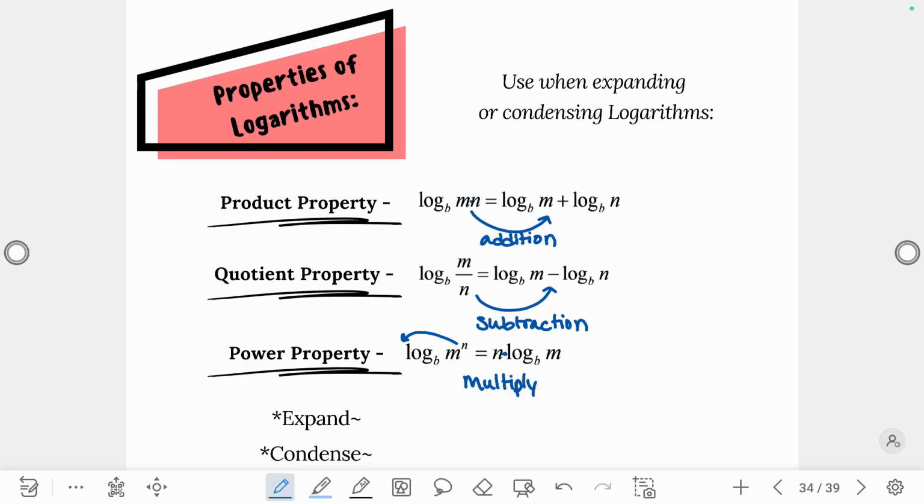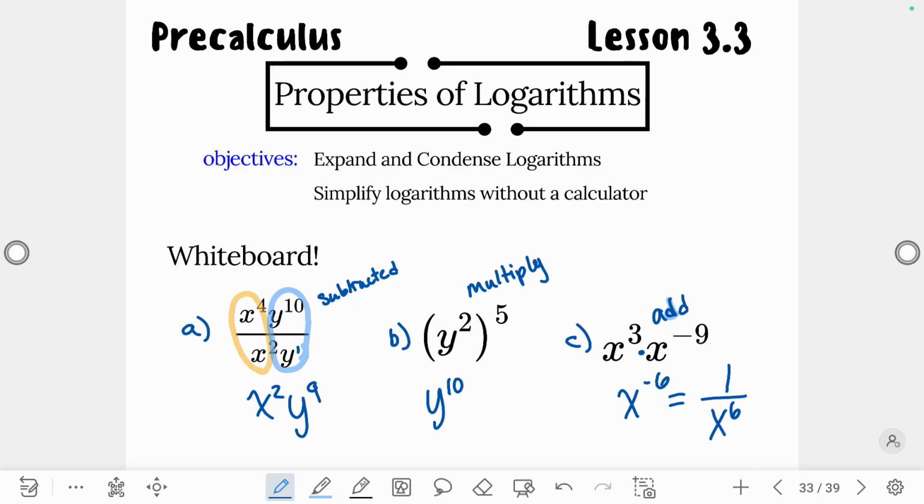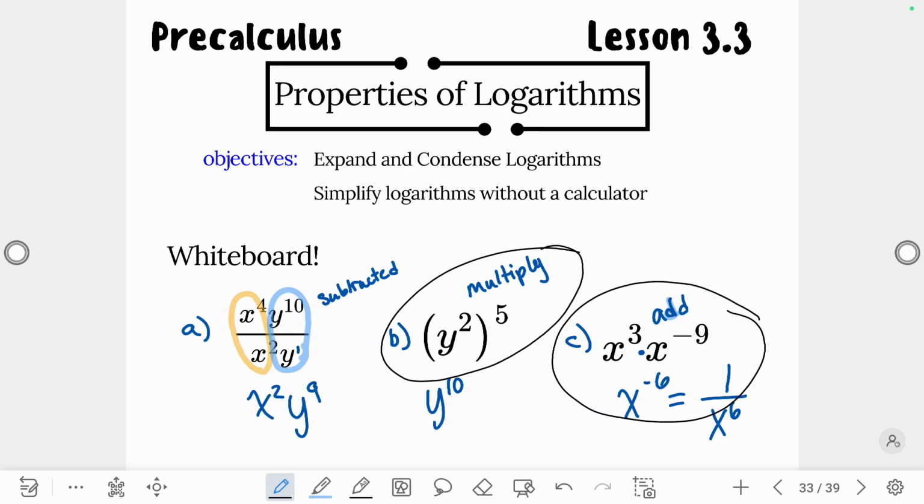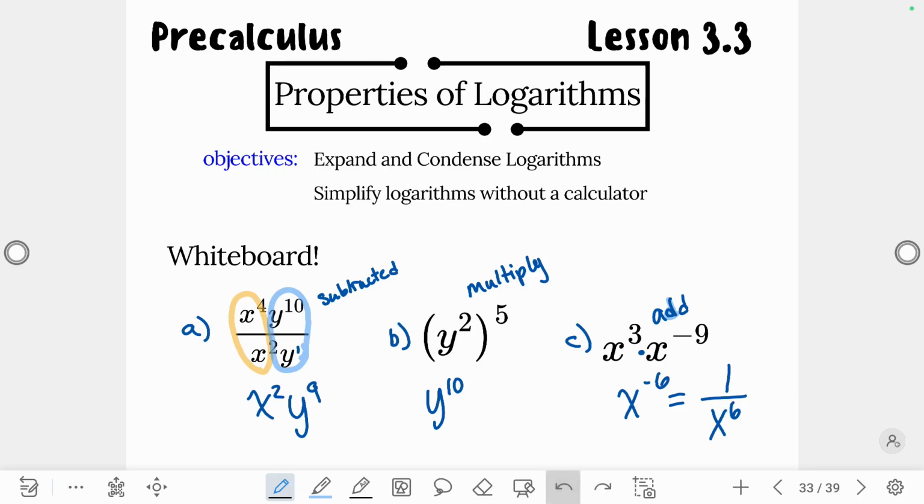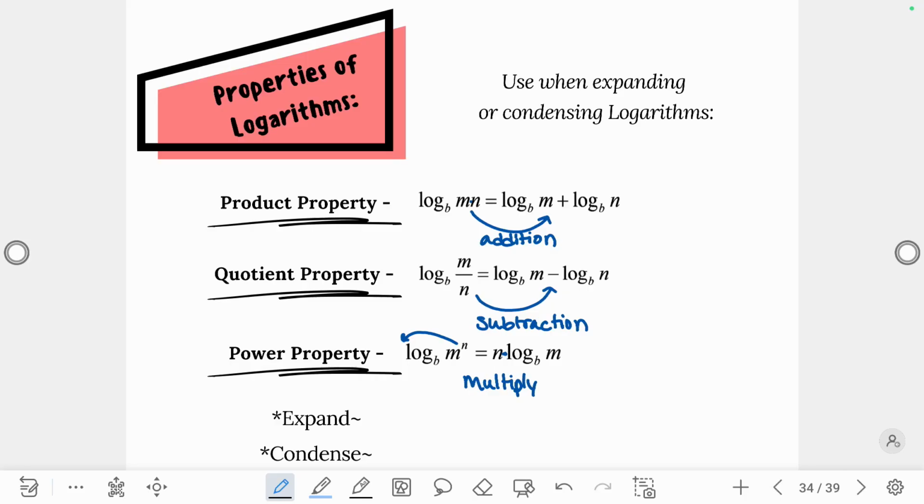So if you look back at our starting problem, this is exactly what we were doing here, right? When they are being multiplied, we add. When there's a power to a power, we multiply. And when there's division, we see subtraction. That's exactly what is playing out in these three properties. So if you know one, you're going to know the other one.